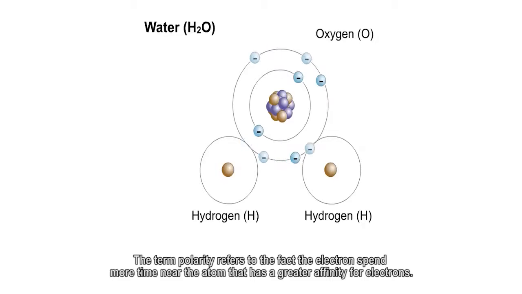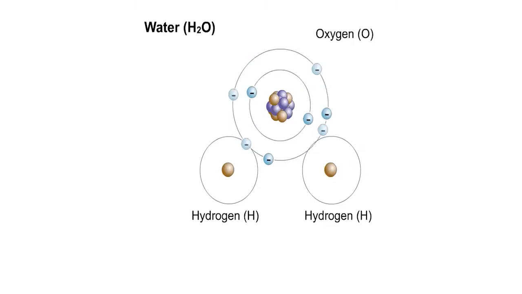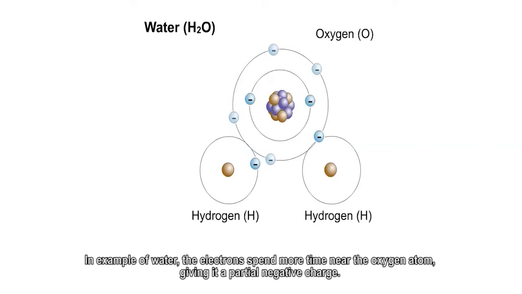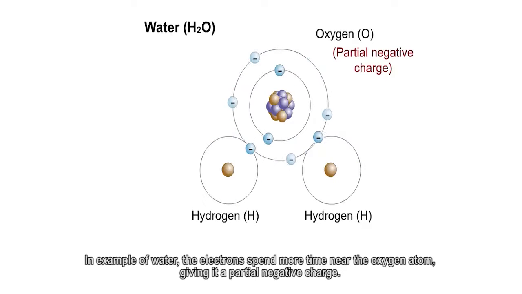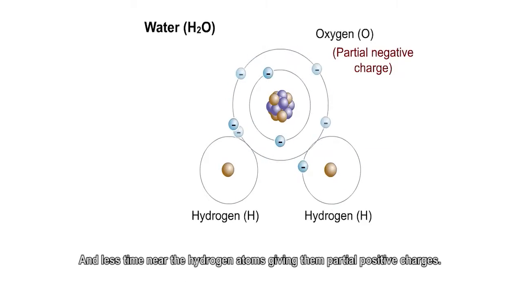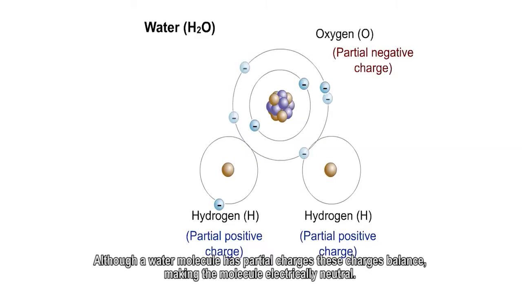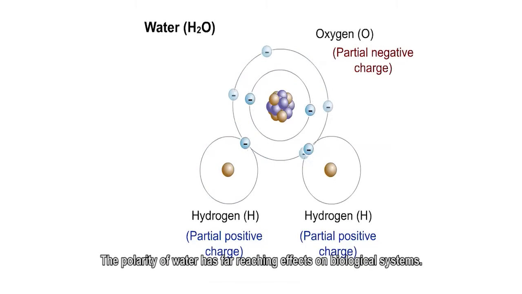The term polarity refers to the fact that the electrons spend more time near the atom that has a greater affinity for electrons. In the example of water, the electrons spend more time near the oxygen atom, giving it a partial negative charge, and less time near the hydrogen atoms, giving them partial positive charges. Although a water molecule has partial charges, these charges balance, making the molecule electrically neutral. The polarity of water has far-reaching effects on biological systems.